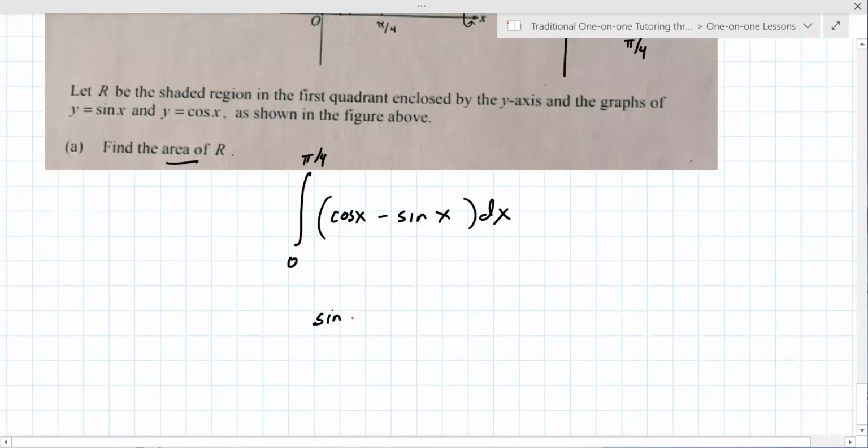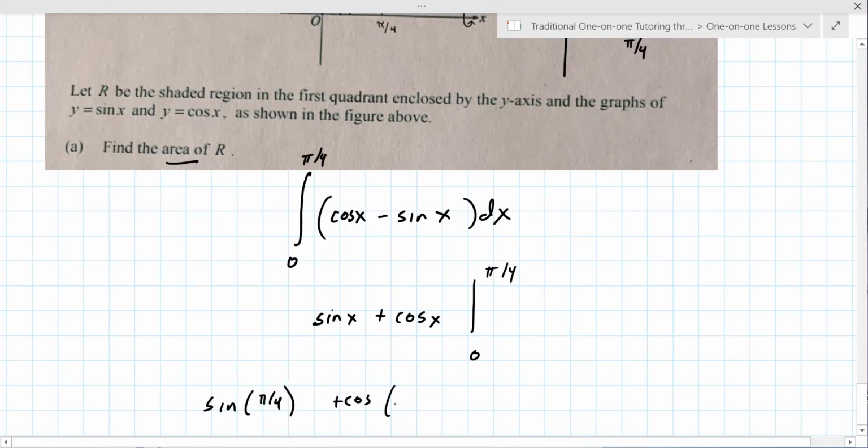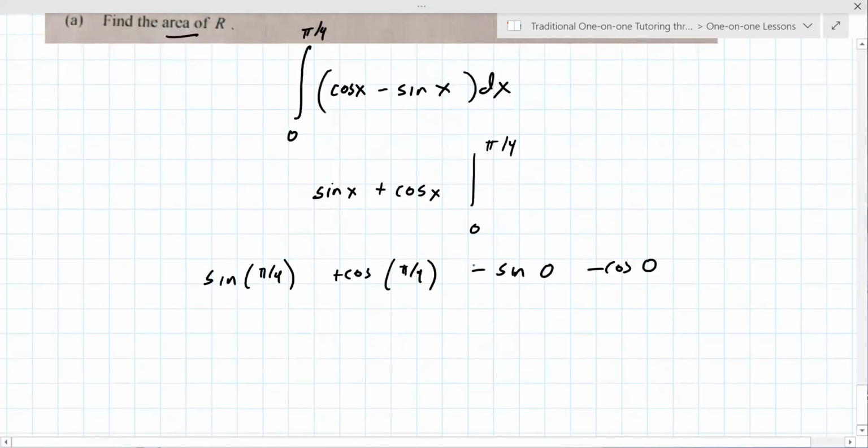Antiderivative of cosine is sine. Antiderivative of sine is minus cosine, so we can change it to a plus. And you evaluate from 0 to pi over 4. Make sure that's right. Looks okay. So you got sine pi over 4 plus cosine pi over 4 minus sine 0 minus cosine 0. This is another technique: you can also just start subtracting the lower bounds. You don't have to put it in parentheses. Maybe you've already been doing that.